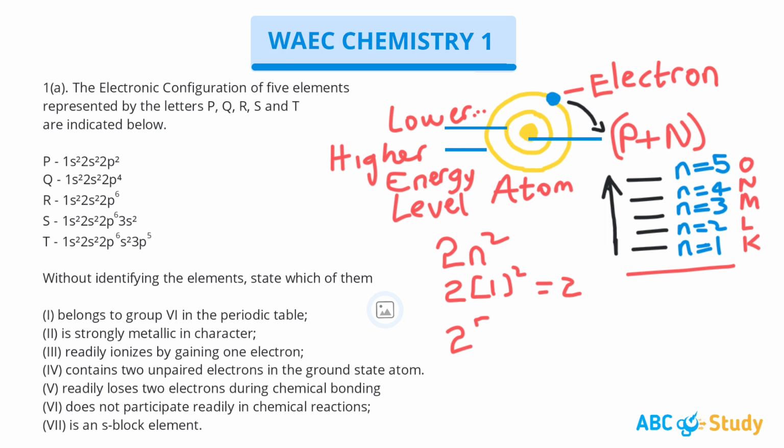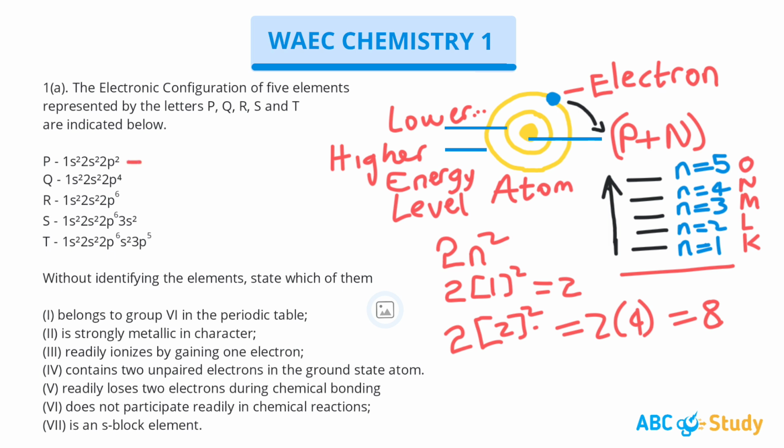When n equals 2, that will give you what? That will give you 2 times 2 squared. 2 squared is what? 4. So if you multiply this, you will get 8 as your final answer. Since we've understood this, let's really move to the question.